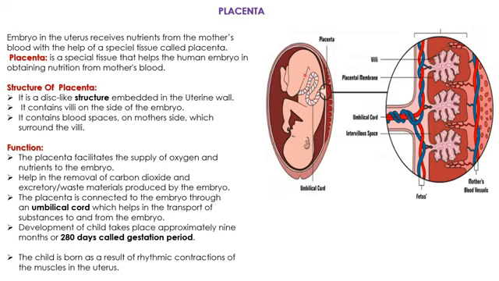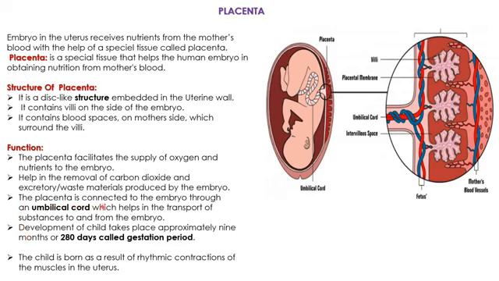In this case, the developing fetus is quite big, and of course it releases carbon dioxide and waste material. The waste material and carbon dioxide from the fetus side come to the villi part, and the waste material goes to the mother's blood. Even the carbon dioxide goes to the mother's blood, and from the mother's blood, food, nutrition and oxygen go to the villi. This process is called diffusion.